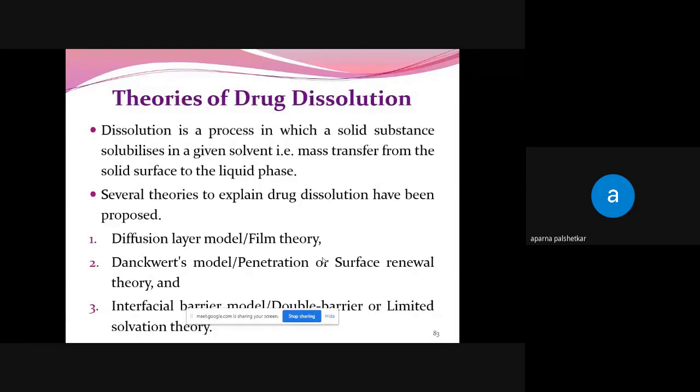So there are various theories. The first is called the diffusion theory model or film theory. Second is the Danckwerts model, or we say the penetration or surface renewal theory. Then there is the interfacial barrier model, or double barrier or limited solvation theory.